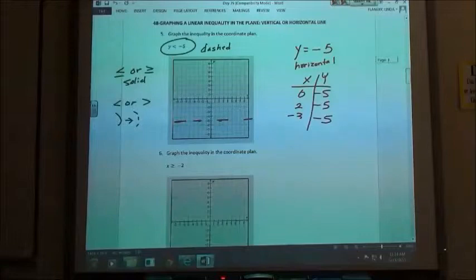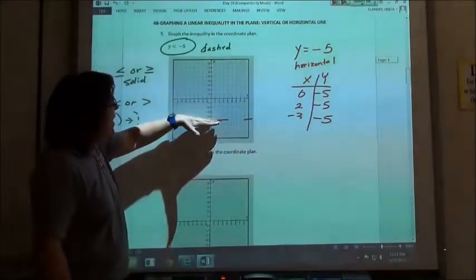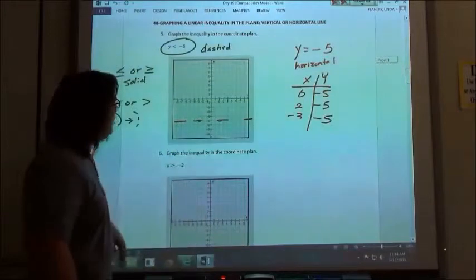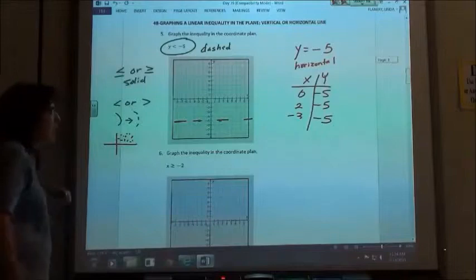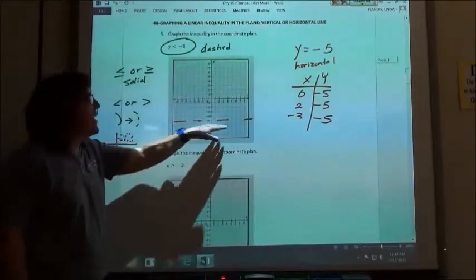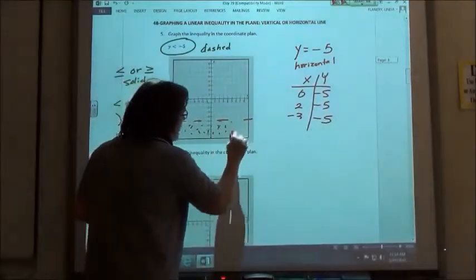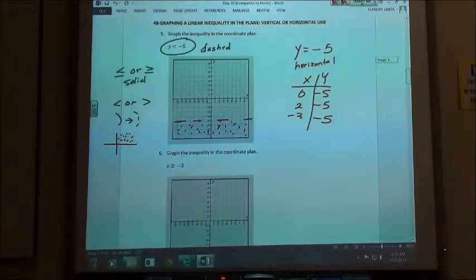Now I'm going to do my shading. Y is less than -5. Well, thinking about my y-axis, as I go up, they get bigger. As I go down, they get smaller. So you're going to have a little tool that sort of looks like this with a whole bunch of dots. When you click on that, you're going to click anywhere below that line, and it's going to fill in that whole section with a whole bunch of little dots. And that's what your graph is going to look like. You're shading all the numbers where the y values are all less than -5.